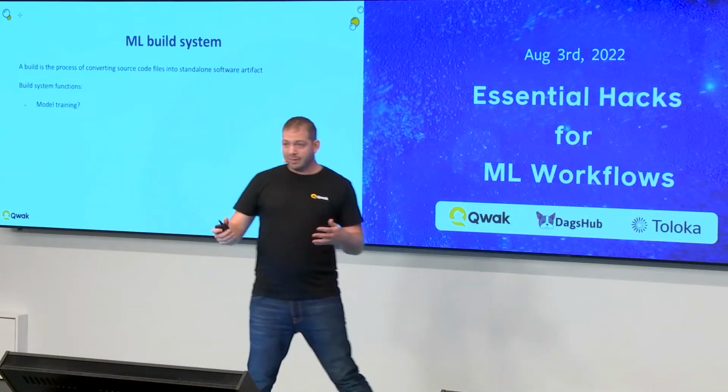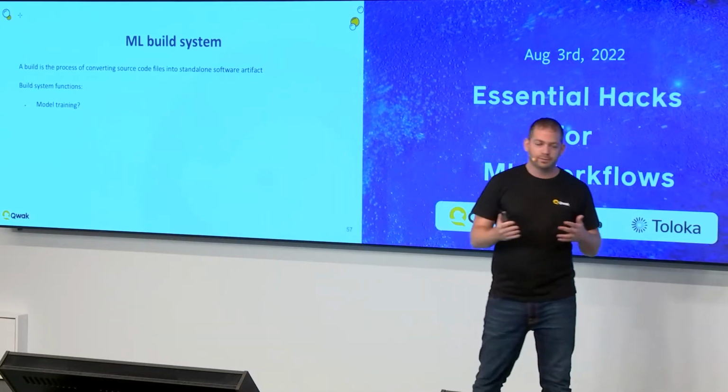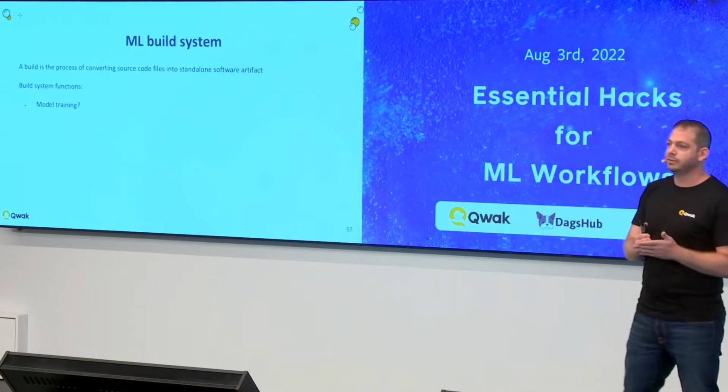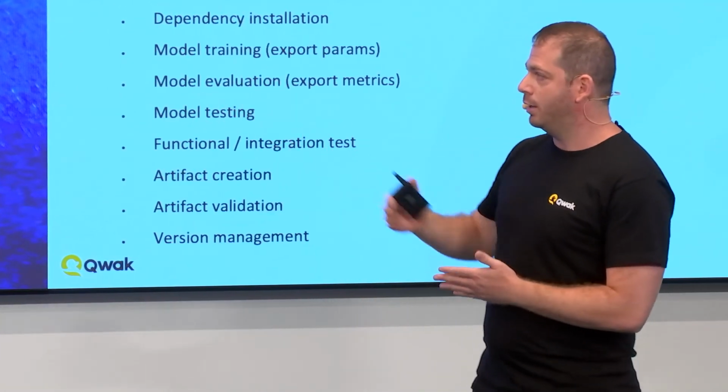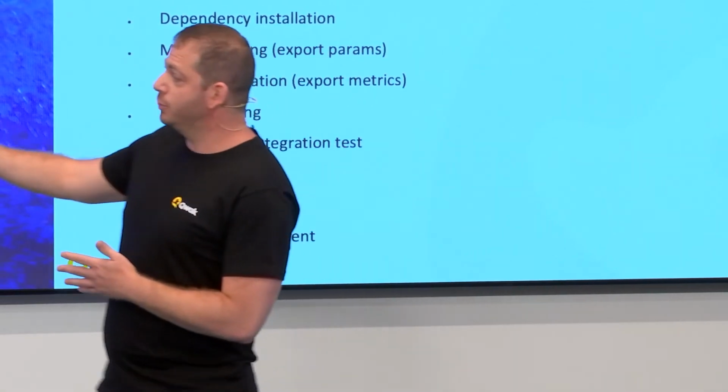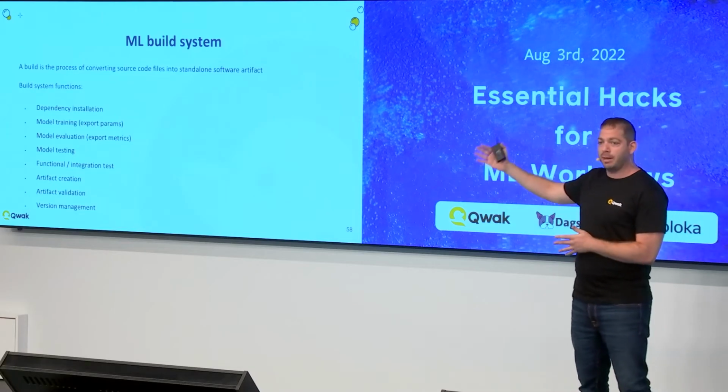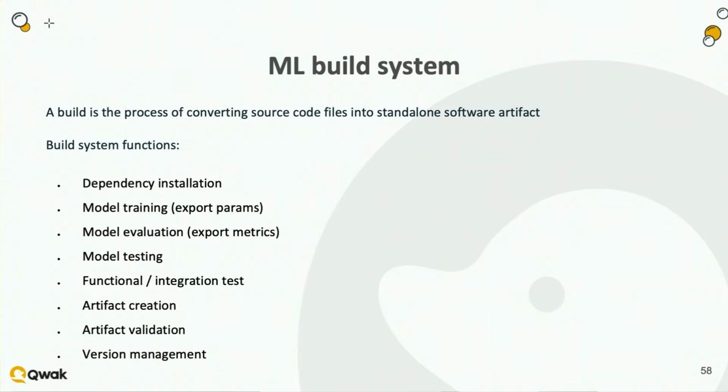So this build process actually misses so many parts that we use for traditional software to make sure that the software is built correctly. And what I'm recommending to do is to create an ML build system, a build system that allows you to build models in a way that is more production grade.